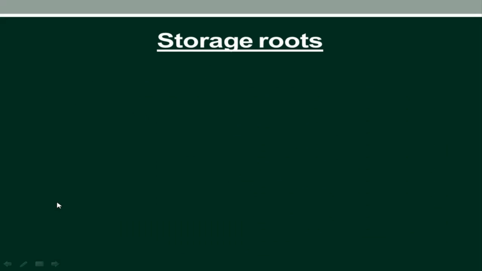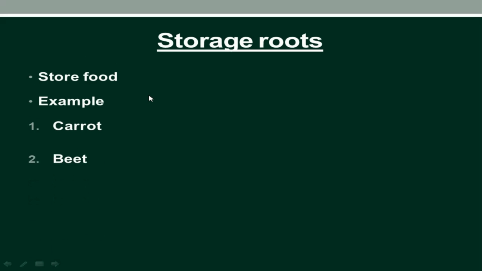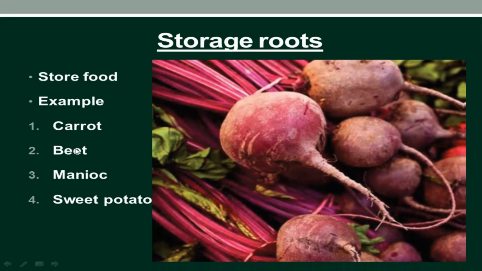Then we will discuss the storage roots. The function of the storage roots is to store food, right? Then we will discuss examples of storage roots. Carrot, beet, manioc, and sweet potato are some plants which bear storage roots. This is a picture relevant to the beet. These roots have stored food, right?